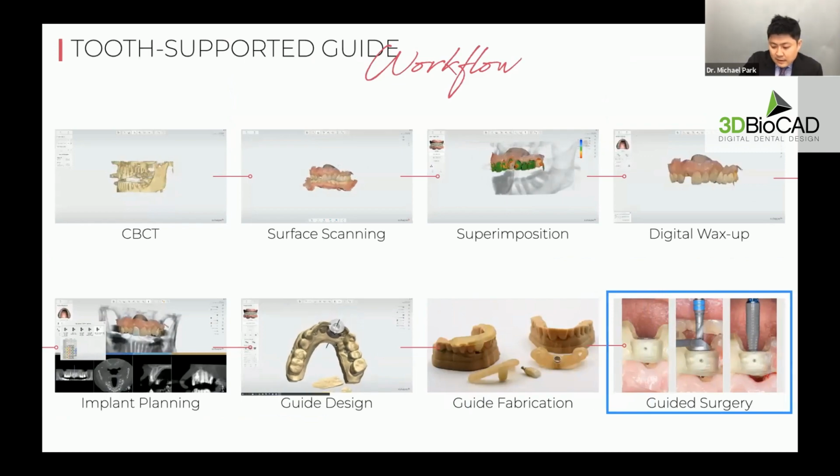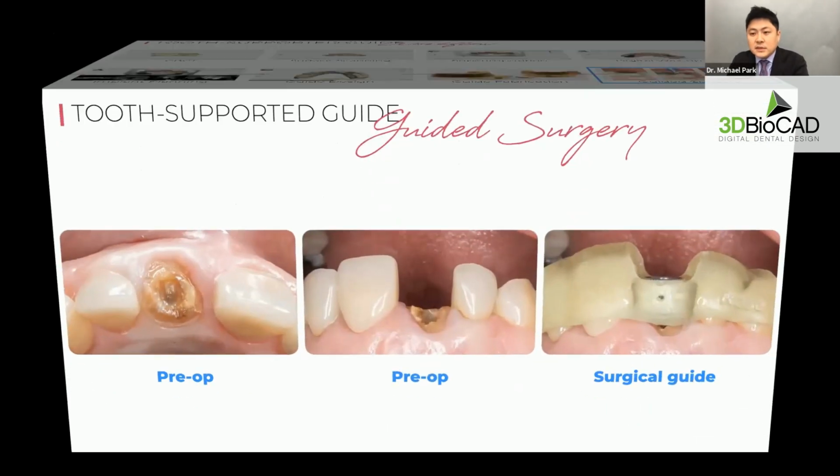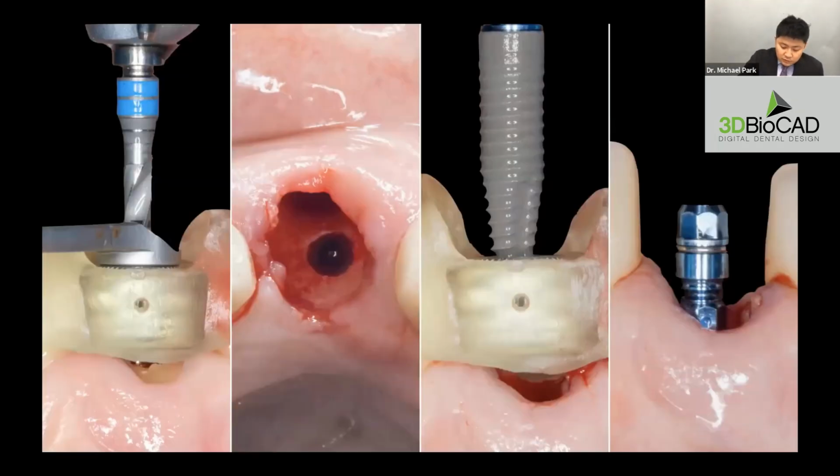So now that the guide is all fabricated, now we're ready to do the implant surgery. So let me just share a case with you. This patient came in with a broken number 8. And if you look at the picture on the right side, the surgical guide is seated, and you confirm that the surgical guide is fully seated by looking at the viewing windows. And once you notice that the guide is seated all the way, now we can do your osteotomy.